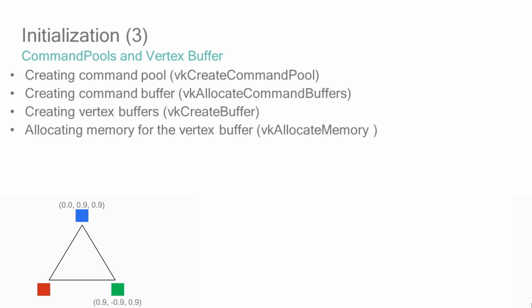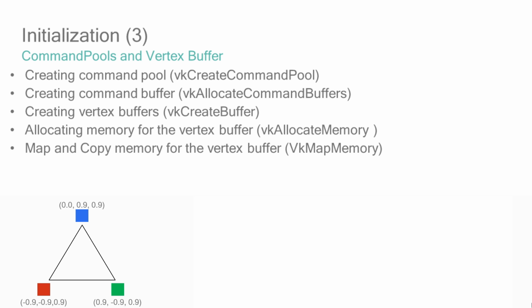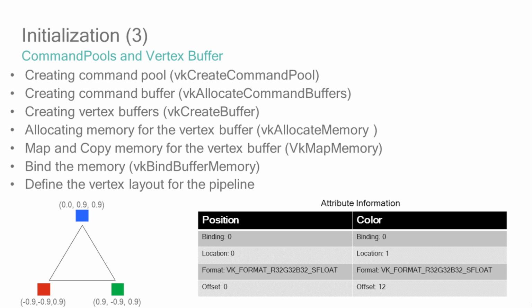We then allocate memory for the vertex buffer, map it so that we can access it, and finally copy the predefined vertex geometry and attribute information to that memory location. Once the data is written, we then bind it to the vertex buffer. The attribute information buffer contains the position and color information in a precise format so that the rendering pipeline we'll be creating fully understands how the memory is laid out.